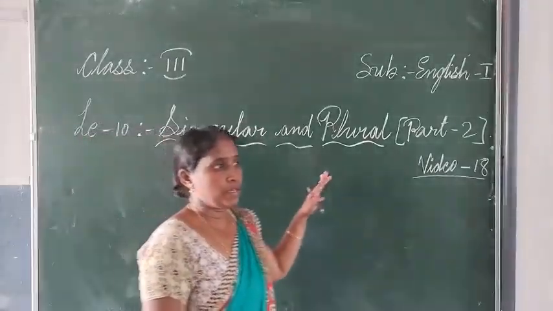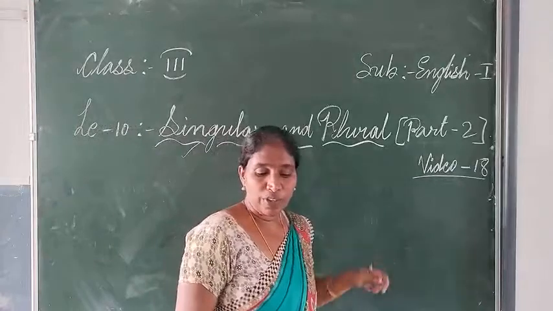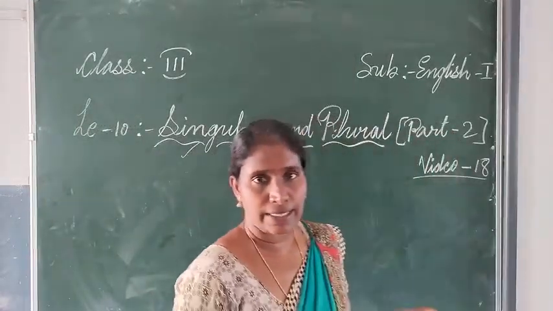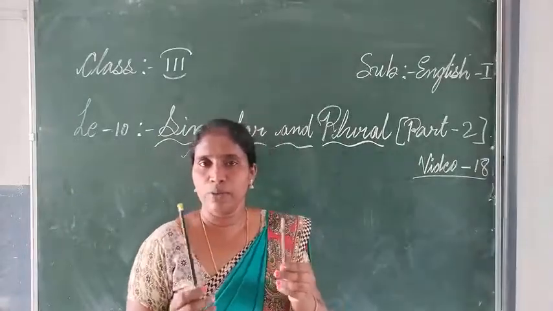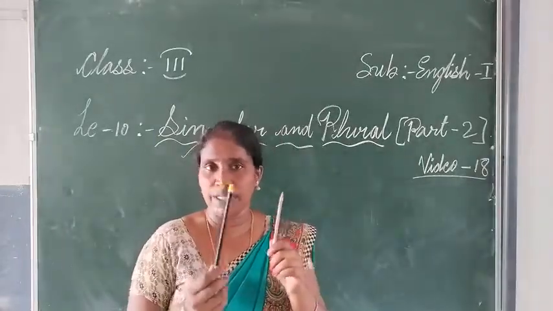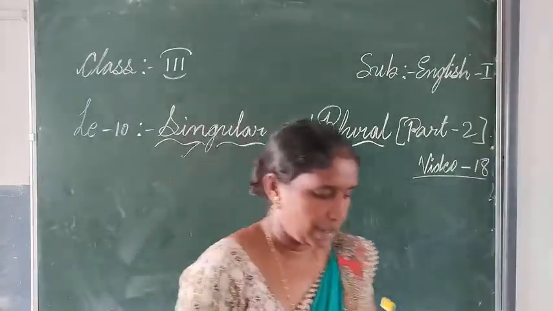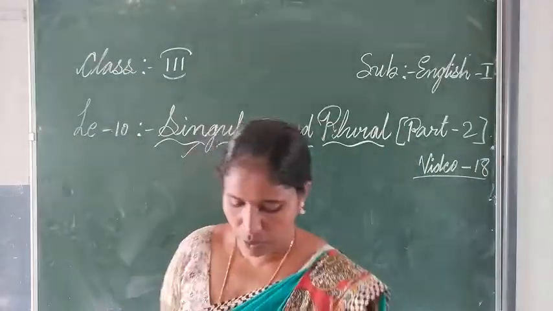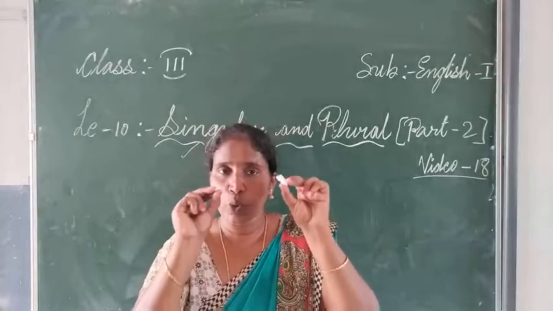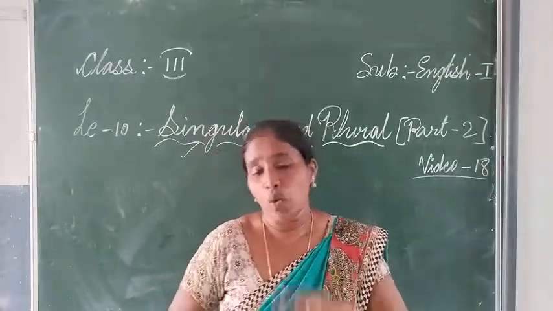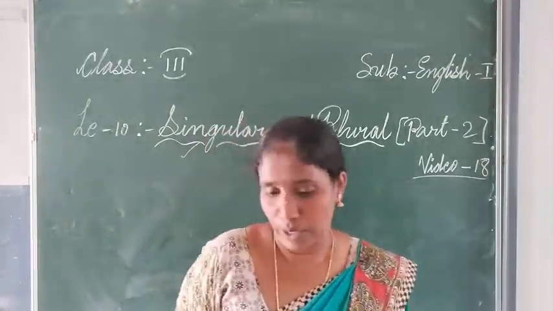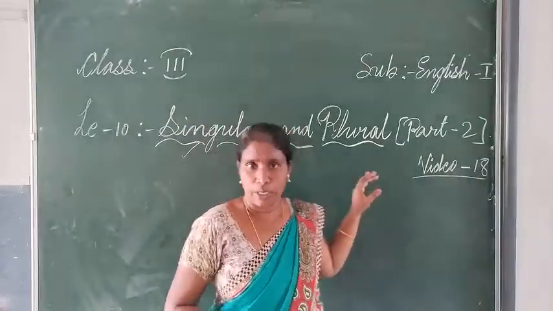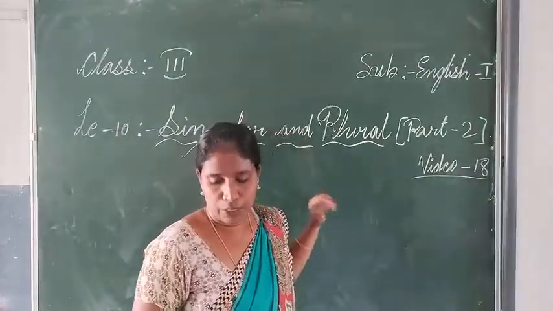And the plural: under the plural, there are two things. Like pencil, I said. Now pencils. What is pencil and pencils? We are adding s. Like that, chalk. Chalk means one. Chalks, when we have two pieces. Whatever is more than one, we call it plural. It comes under the plural.